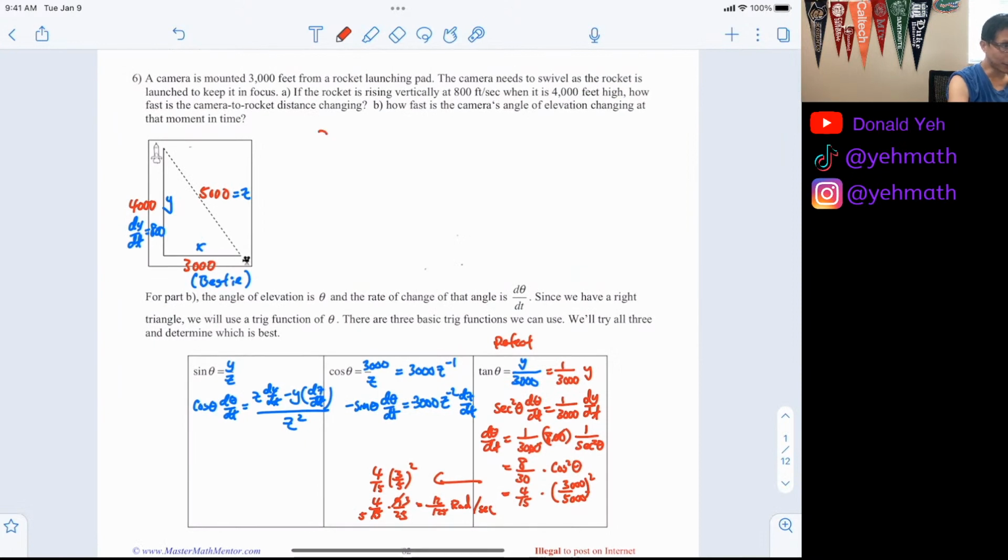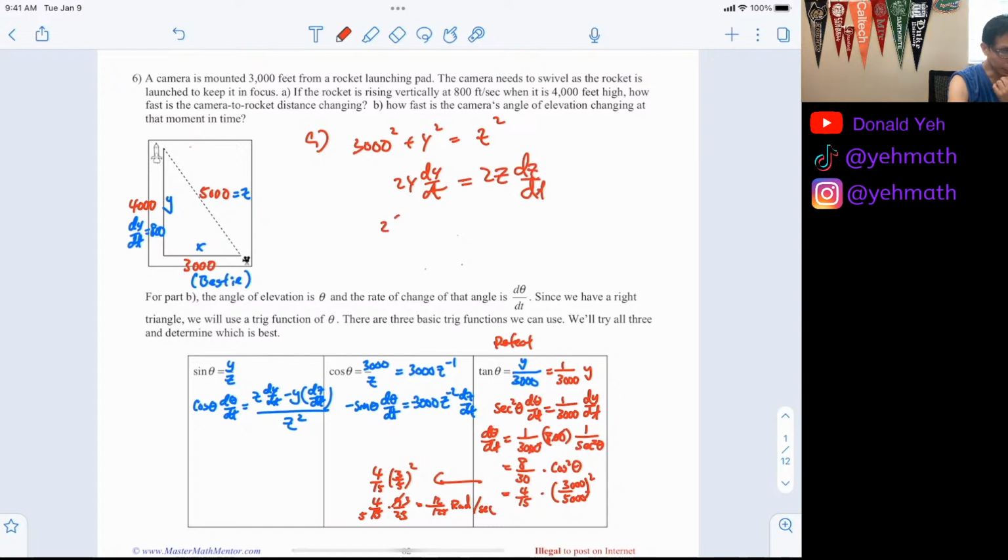For part A, it's 640. So for A, it's 640. I'm going to do that really quickly. So they're all changing. No, this is actually 3000 squared plus y squared equal to z squared. So if I take a derivative with respect to time, it's going to be 2y dy dt plus 2z dz dt.